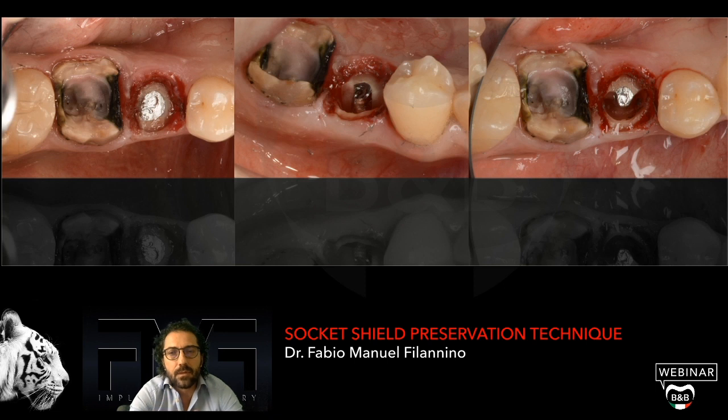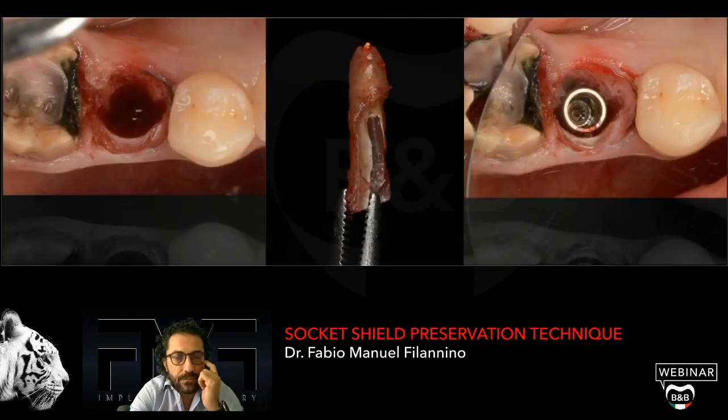So the guidelines are to start from the lingual part. But these were my first cases, and so I went in this way, and I was able to reach my goal, that is to extract the labial part of the root, and as we can see here very well, the apex is totally out with the labial part.